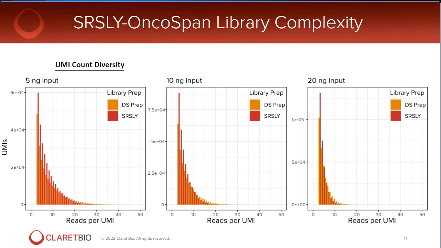But as input increases between 5, 10, and 20 nanograms, the complexity that you put in is going to increase. And that's going to shift your UMI diversity less and less. And that's what you can see here, that you have more UMIs having more reads out here than you do over here, between the 5 nanogram amount and the 20 nanogram amount. So as you increase the complexity, you see less UMIs more often.